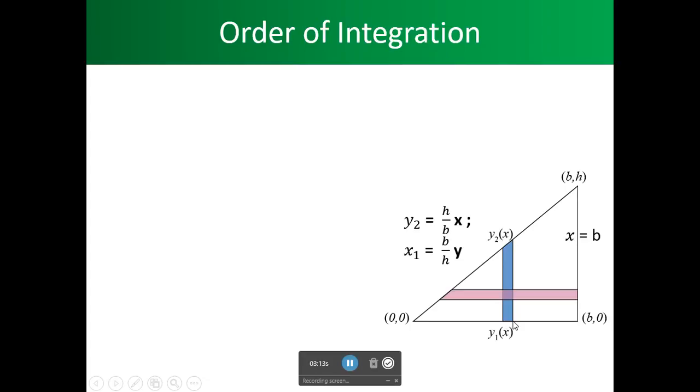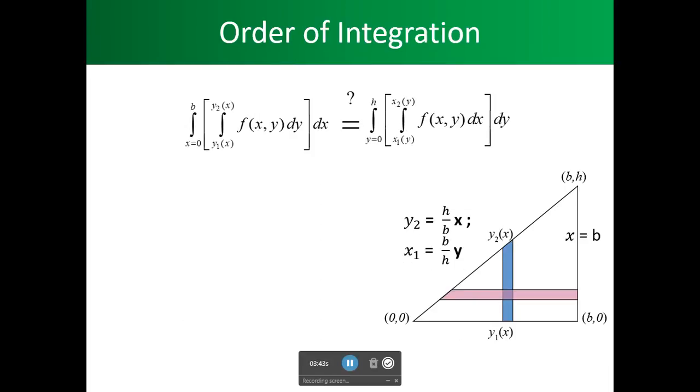So we can find out what y1 is when we have y2 here. We can just solve for x. To solve for x, all we have to do is take the height over the base and take the inverse of it, and we get the base over the height times y equals x. Just that simple. Please don't make these complicated.